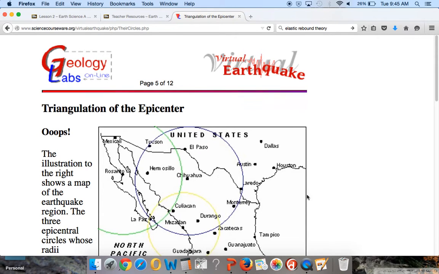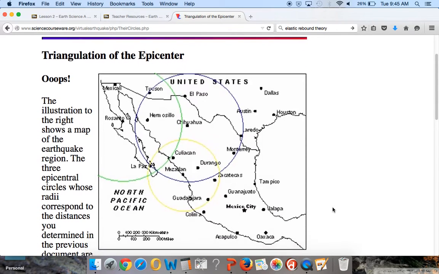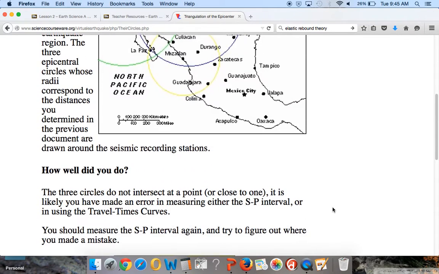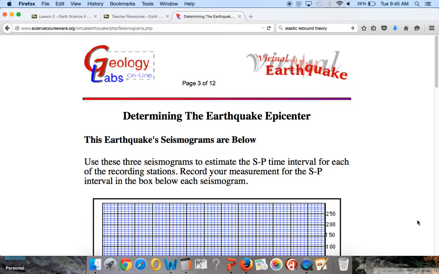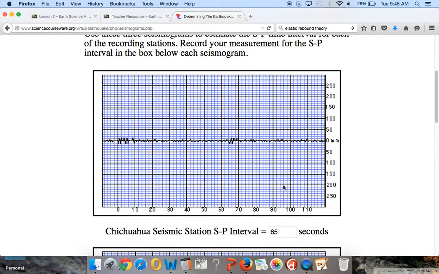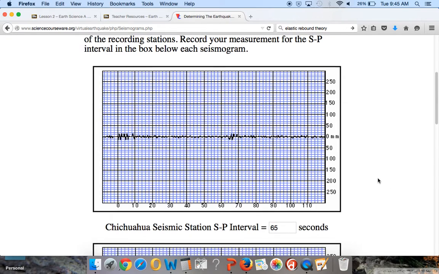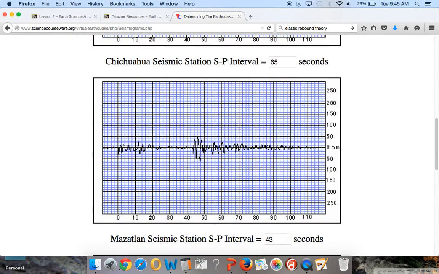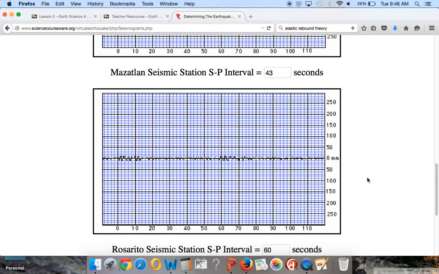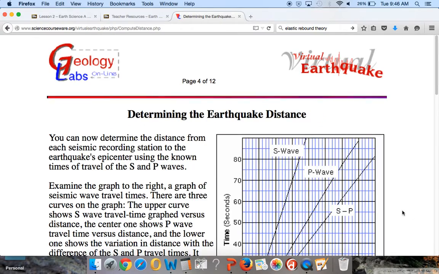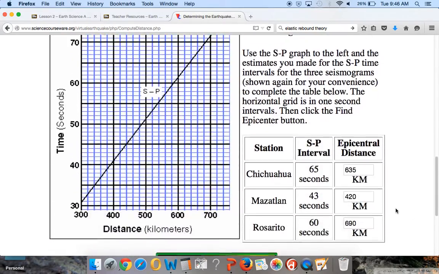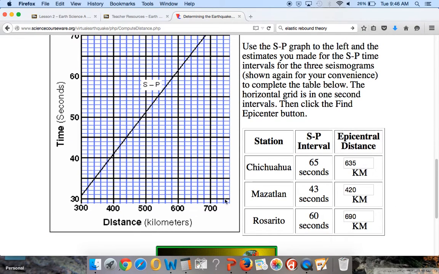I made a mistake on here somewhere. It says oops. So if we get an oops, then we need to go back. I'm going to scroll down, remeasure my S and P intervals, and check these again. That one looks good. This one looks good. And that one looks good. So I'm going to go back over to this chart again and try those distances again.